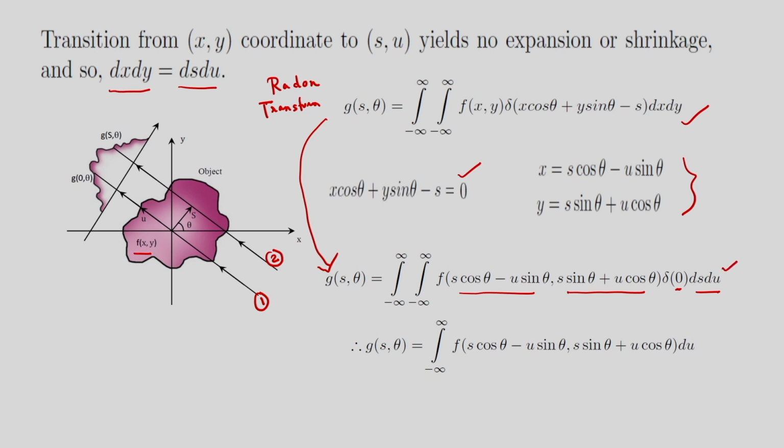Then I have the final expression: g(s, theta) is the integral of f(s cos theta minus u sin theta, s sin theta plus u cos theta) du. This equation is called the ray sum equation. This is a very important equation. That means I am getting one projection along this particular line, line number 2. I am doing the summation along this particular line. So this is the ray sum equation.